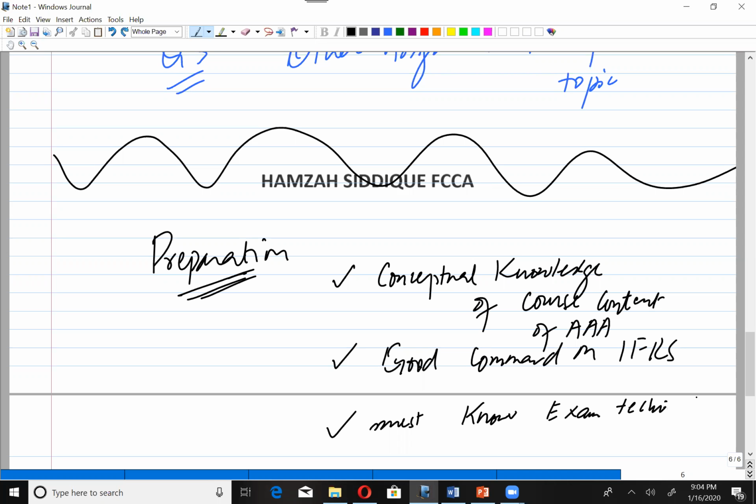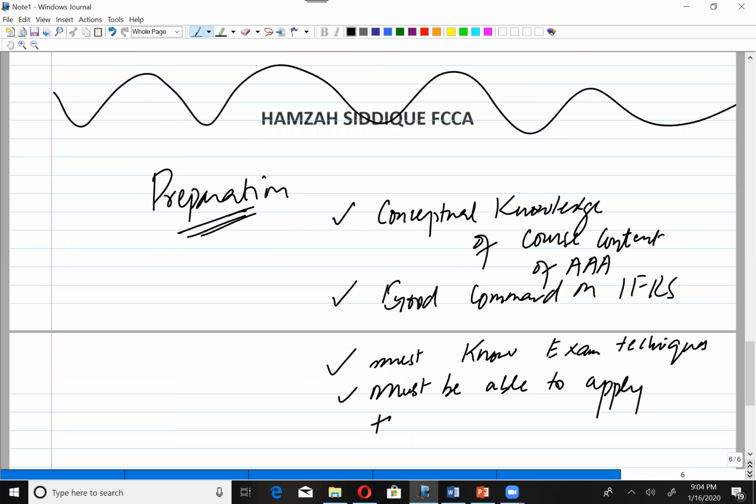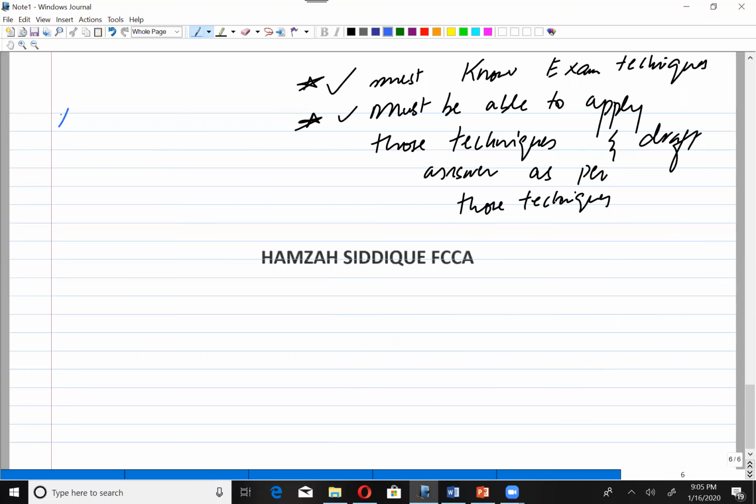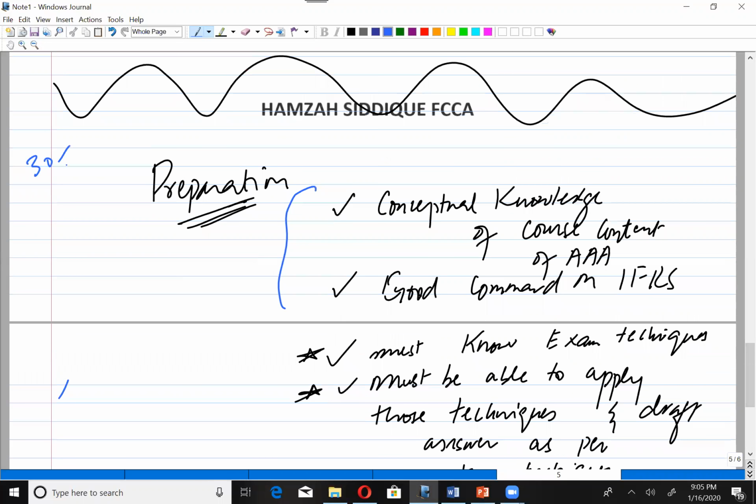And number four, you must be able to apply those techniques and draft answers as per those techniques. Now you see, I have mentioned these two separately. Let us talk about it. Students, very important: the global pass rate of this exam, P7, is 30%, the lowest of all papers.